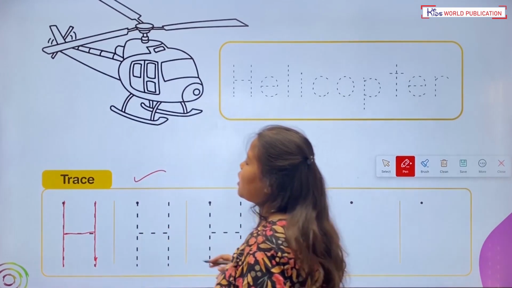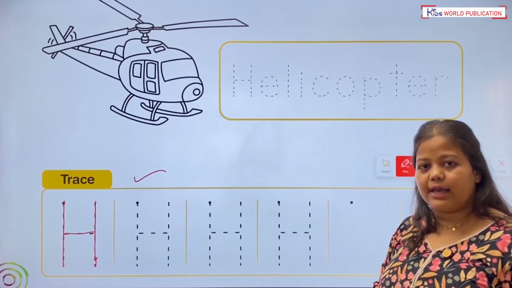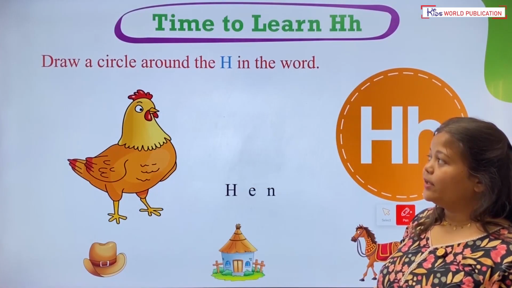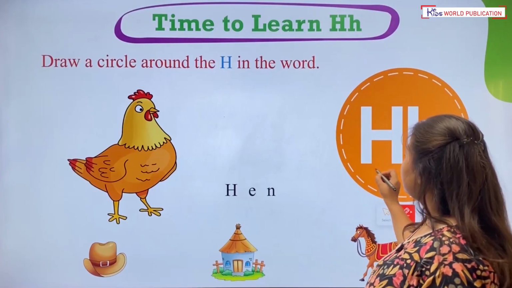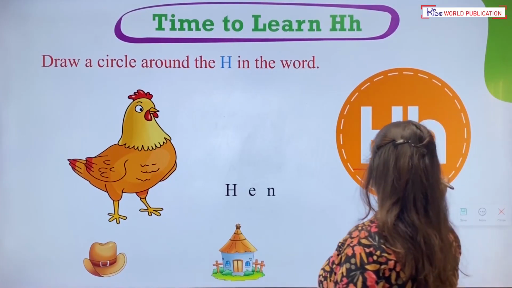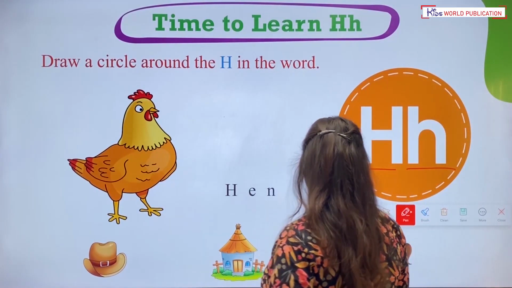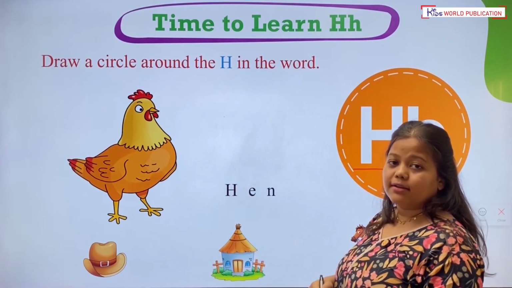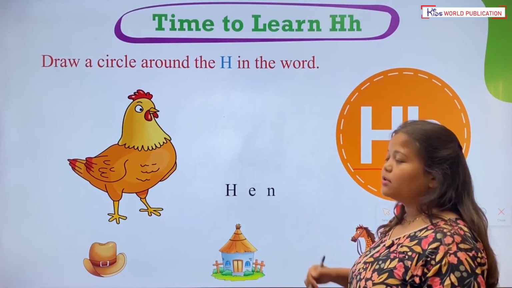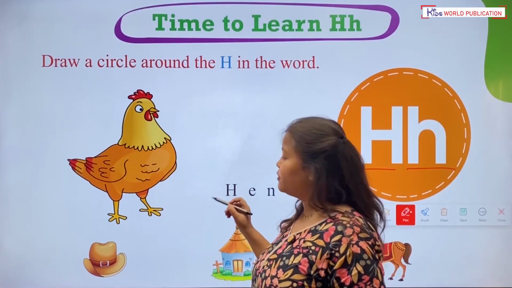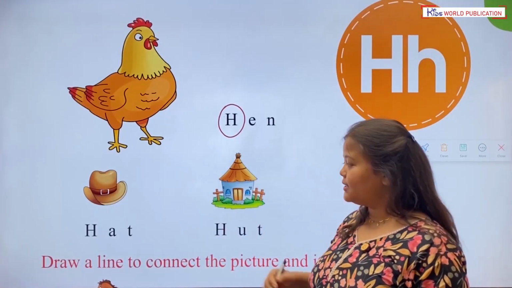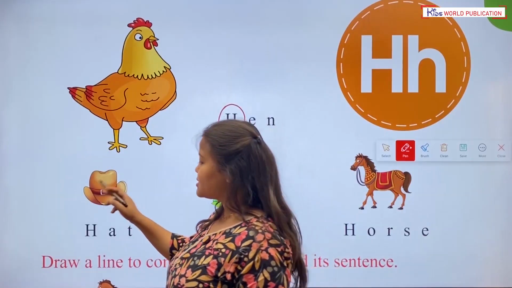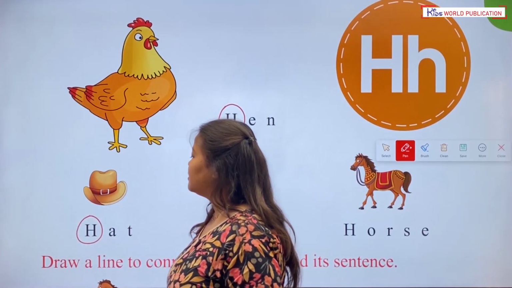So, this is how you will complete the letter H. Time to learn H. Draw a circle around the H in the word. This is capital H and this is small h. Hen. H-E-N. Draw the circle around the alphabet H. Hat. H-A-T. Hat. Draw the circle around the letter H.